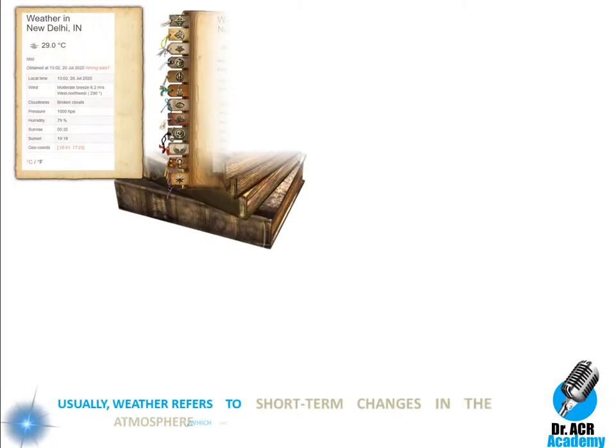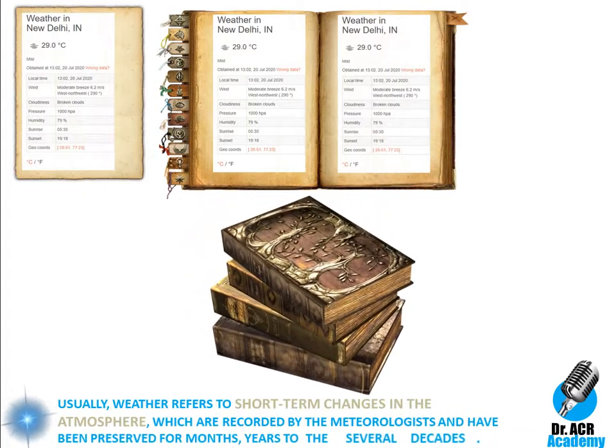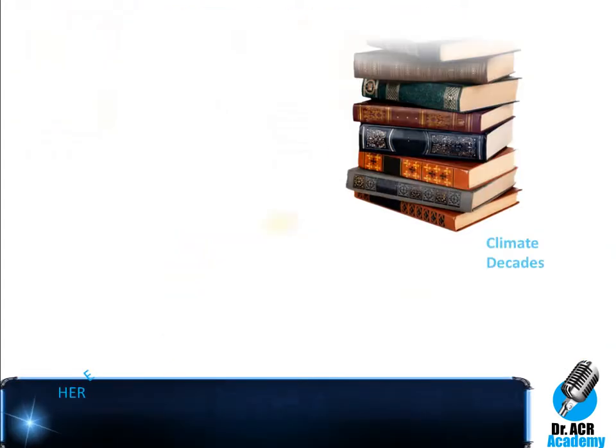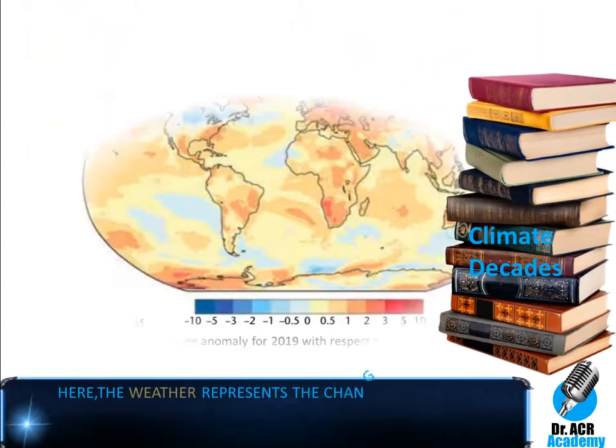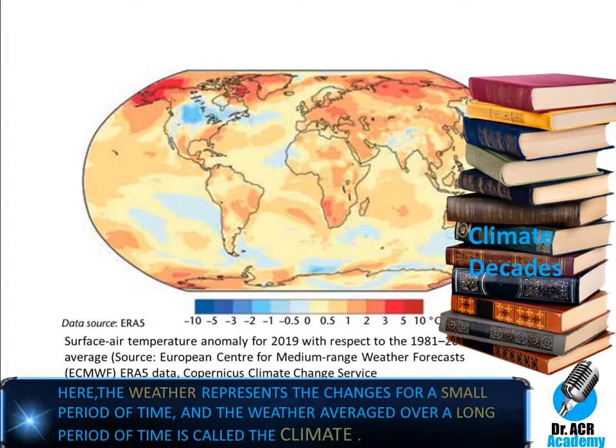Usually, weather refers to short-term changes in the atmosphere, which are recorded by meteorologists and have been preserved for months, years, to several decades. Here, the weather represents the change for a small period of time, and the weather averaged over a long period of time is called climate.